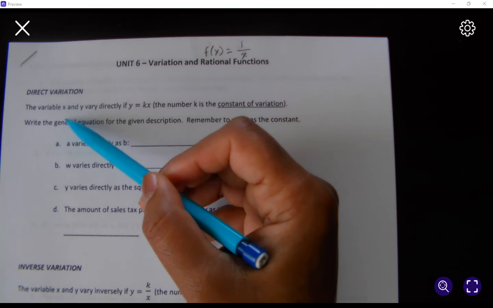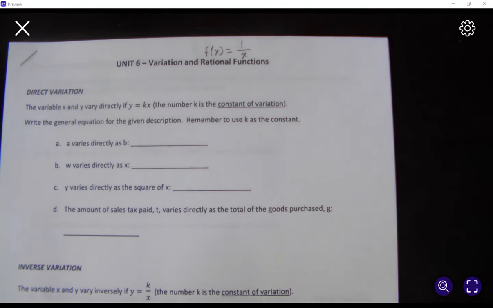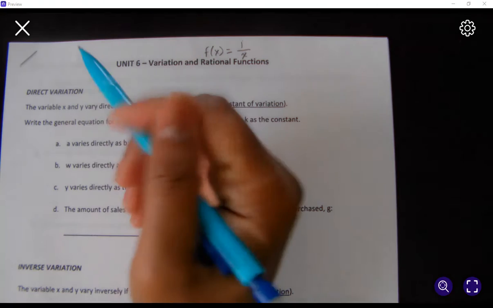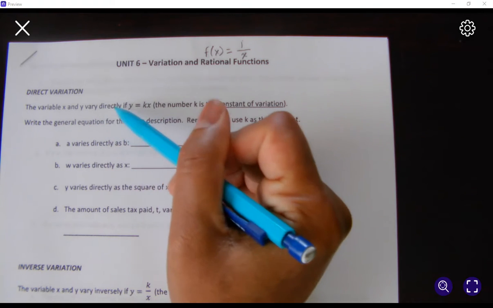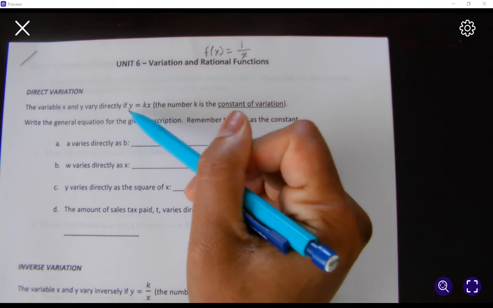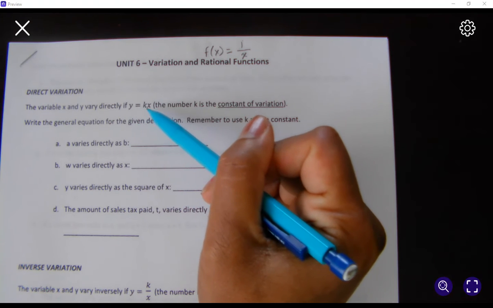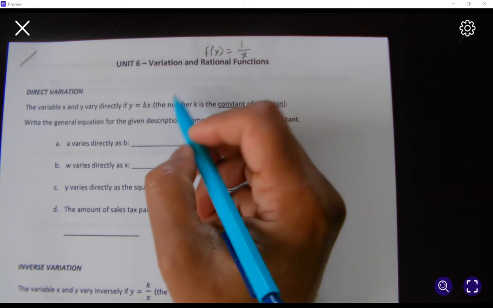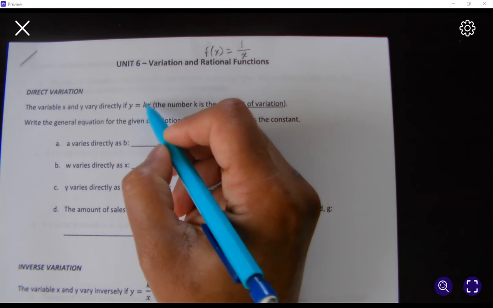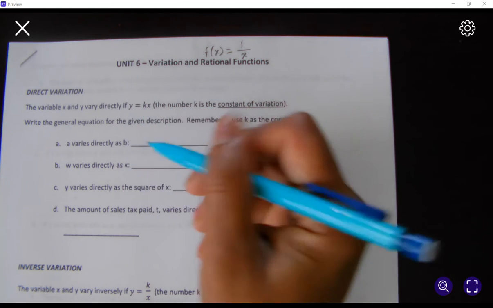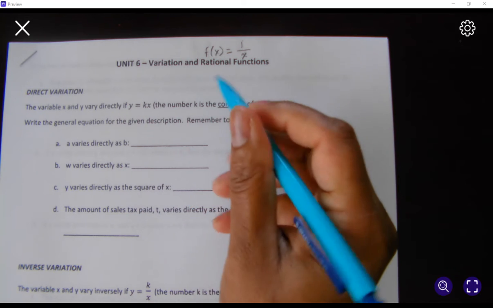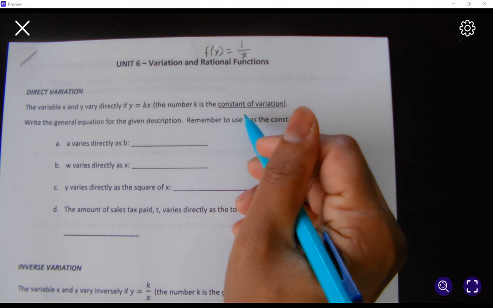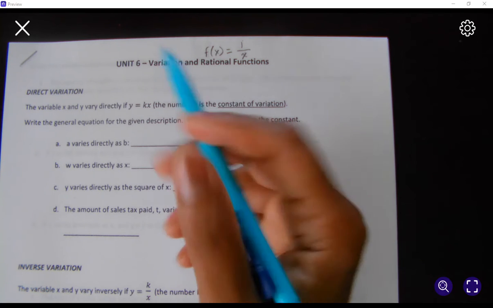The variables x and y vary directly if y is equal to k times x. Now I'll show you what all these different parts mean, okay? The number k, you're like, well, that's not a number, it's a k. Well, when we get to our problems, this k represents a constant number.